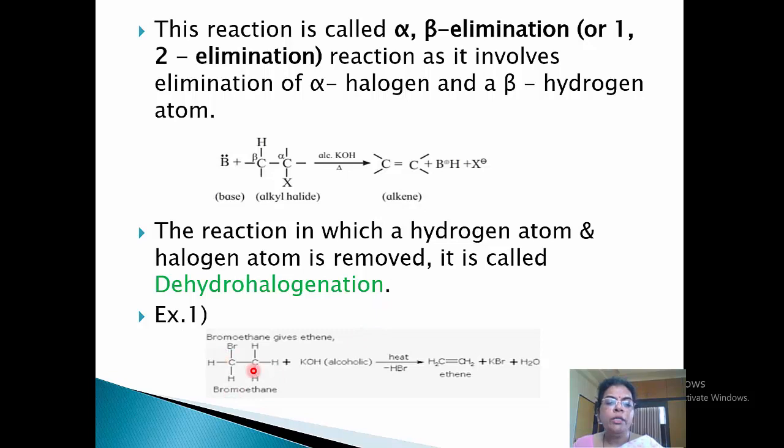Now we are going to see the first example. In this reaction, bromoethane boiled with alcoholic KOH gives ethene. This is bromoethane, that is CH3CH2Br. When it is boiled with alcoholic KOH, formation of CH2 double bond CH2 takes place. Here alpha beta elimination occurs. Alpha halogen atom and beta hydrogen atom are removed to form CH2 double bond CH2, that is ethene, plus KBr plus H2O.